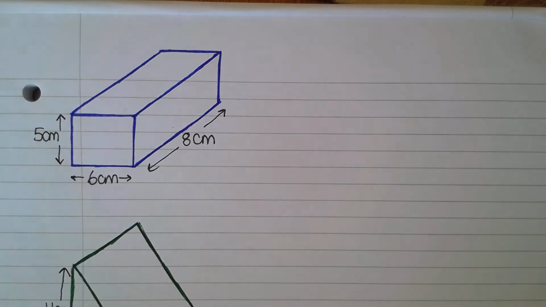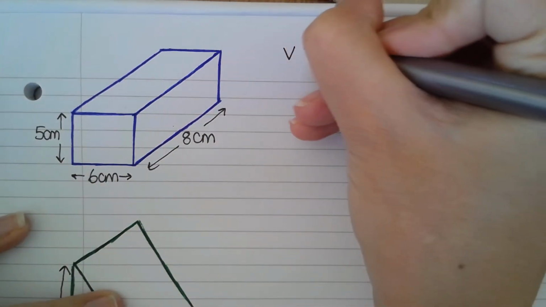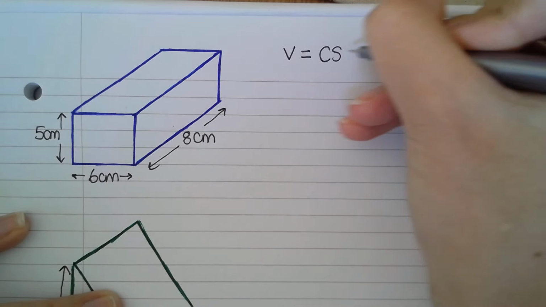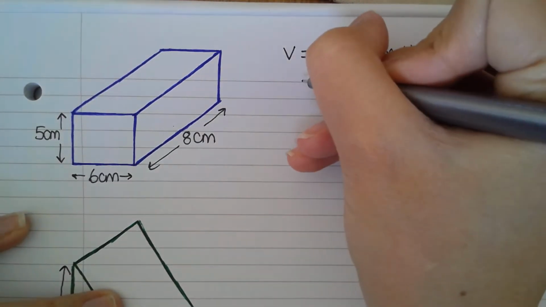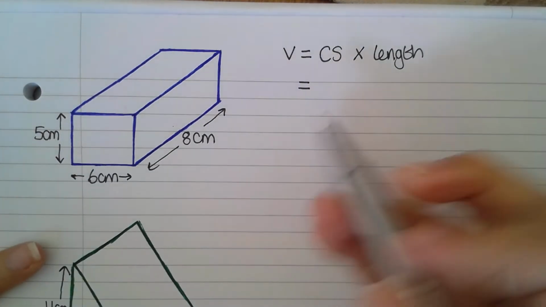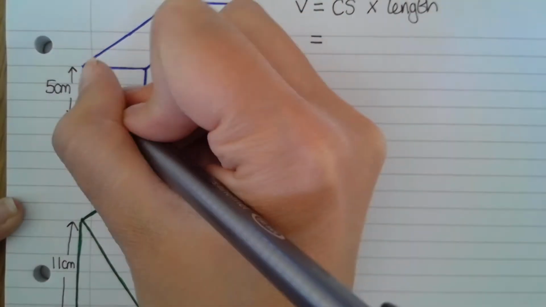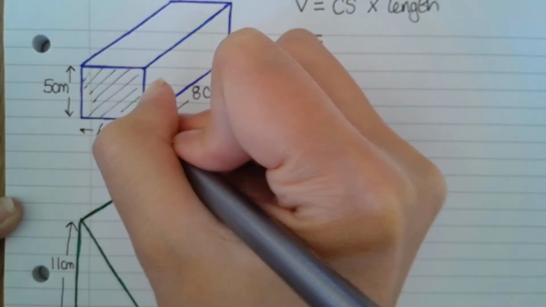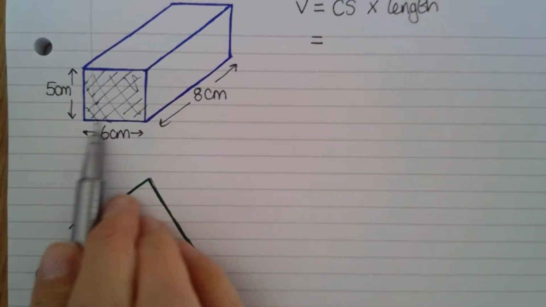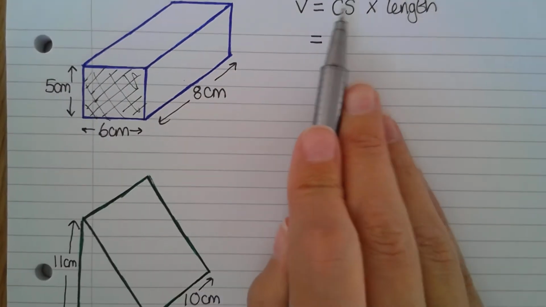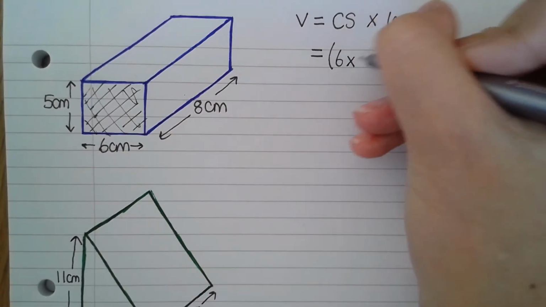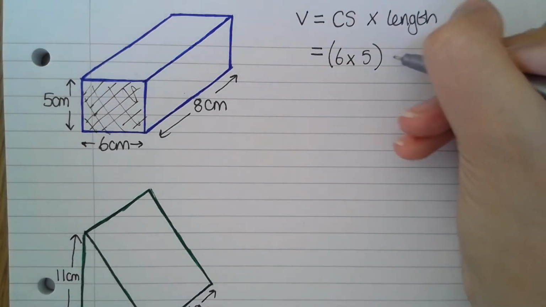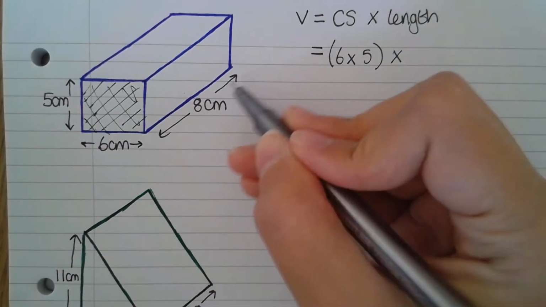I'd recommend drawing this sketch out. So we're going to say V for volume equals CS, cross section, times length. So area of cross section. This is my cross section here. How do I find the area of my rectangle? I do base times height. So base is 6 times 5. That's how I work out my cross section. So I can do 6 times 5. That is my cross section times my length, which is 8 centimeters.